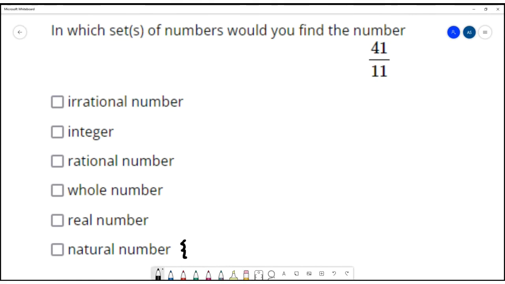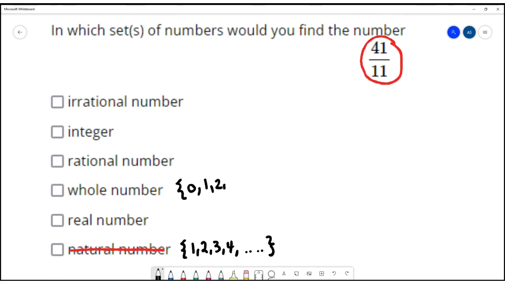That's the natural numbers. Natural numbers are our counting numbers, 1, 2, 3, 4, 5, and so on. You can see that we can eliminate this quickly. We have a fraction, 41 over 11, and our counting numbers do not involve fractions. The next one that's pretty simple is the whole numbers. The whole numbers are counting numbers, 1, 2, 3, 4, 5, and so on, and then we also include 0. So once again, these do not involve fractions, so 41 over 11 is not a whole number.